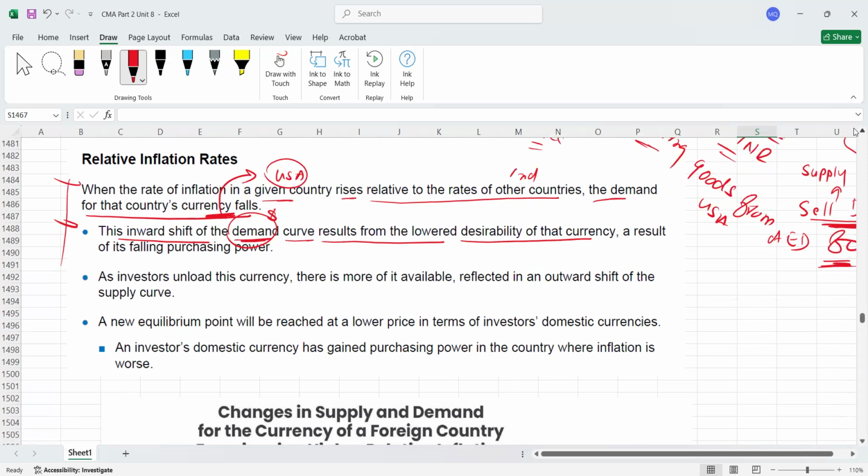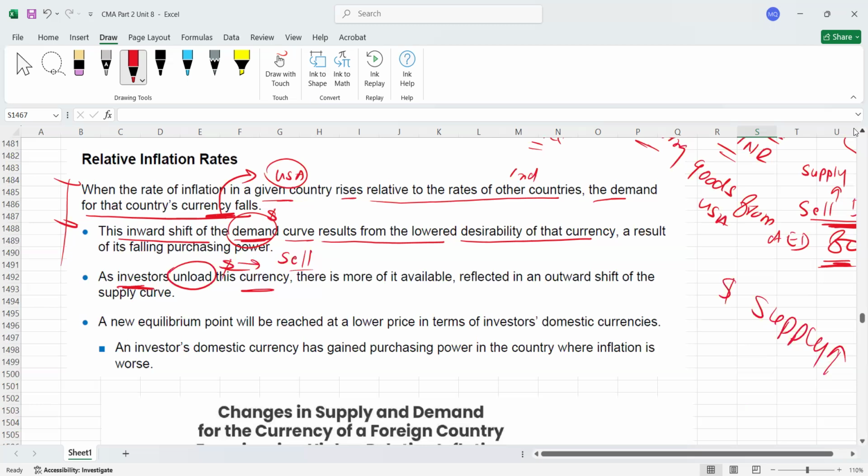Now what happened? For example, other people in India were also importing goods previously from the USA, and they got some dollars with them because they were importing goods. Now what will they do? Those other investors living in India will unload this currency, the dollar, because US goods are becoming more expensive and they don't want these dollars anymore. So they will sell these dollars in the market. Due to that, dollar supply will increase.